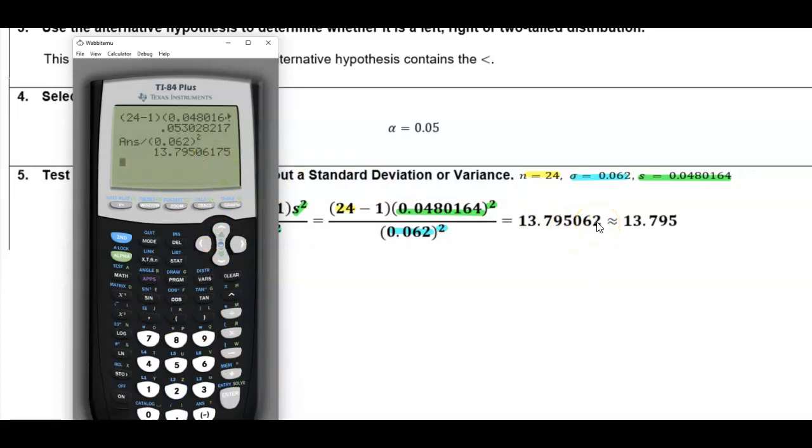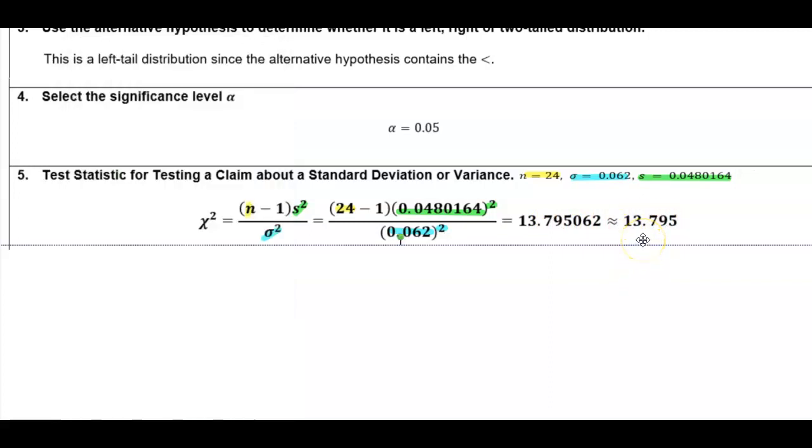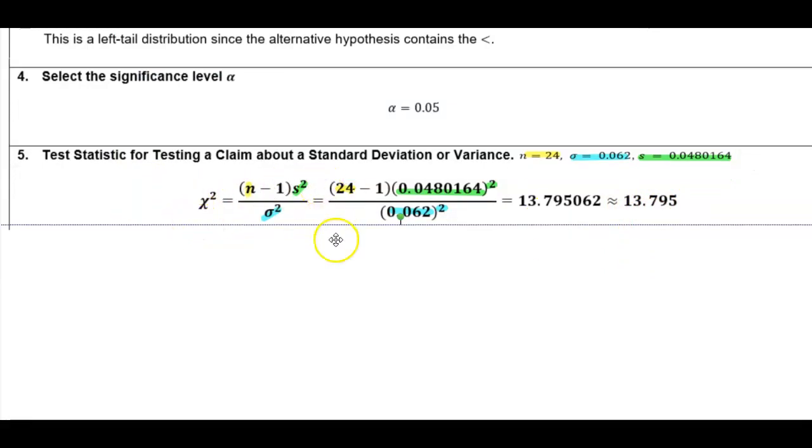13.795062 rounded to 6 decimal places, but we're going to round this to 3 decimal places because in the table in the back, when we talk about the chi-square distribution, it's rounded to 3 decimal places. So it's going to be 13.795 as our test statistic for the standard deviation.